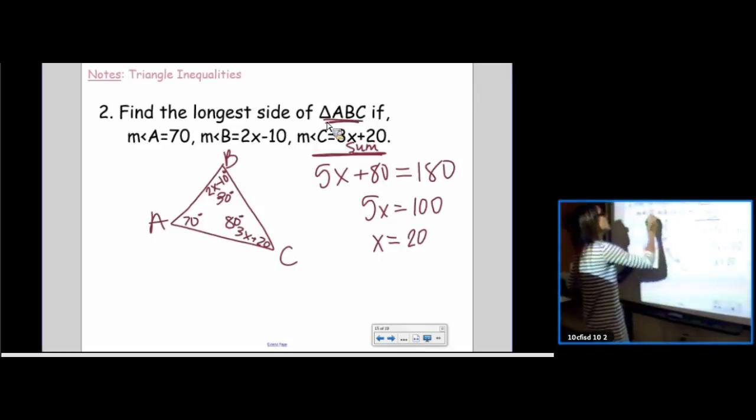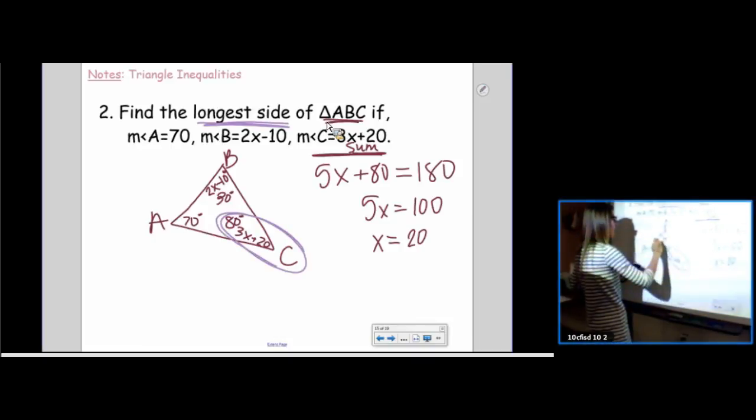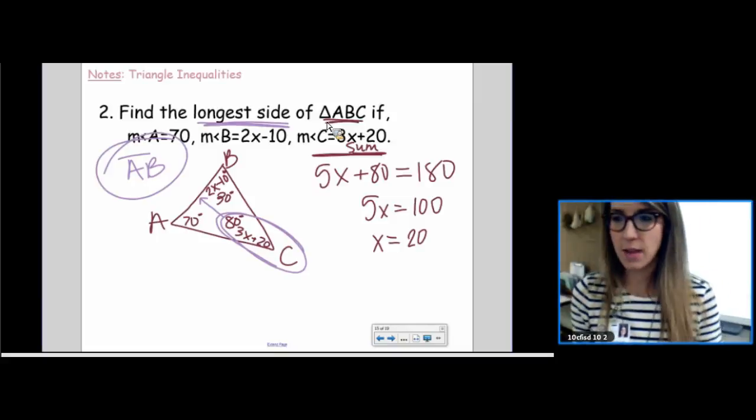So find the longest side. I take the largest angle and I look across from the largest angle. So the answer to that question was side AB, segment AB.